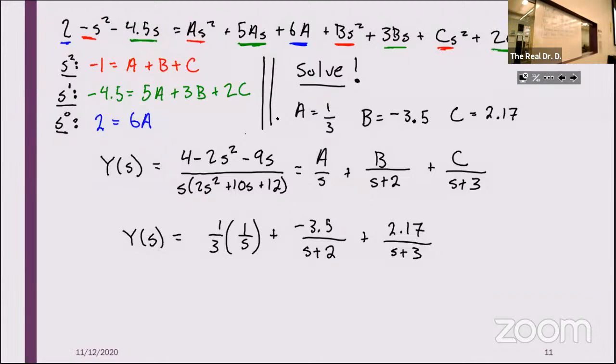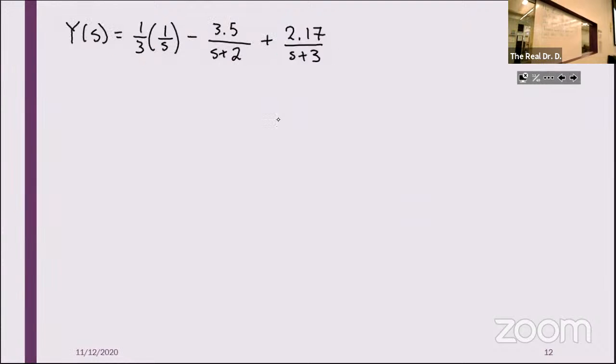I'm going to rewrite this on the next slide so we have some room. Y of s is equal to 1/3 times 1 over s minus 3.5 over s plus 2 plus 2.17 over s plus 3.